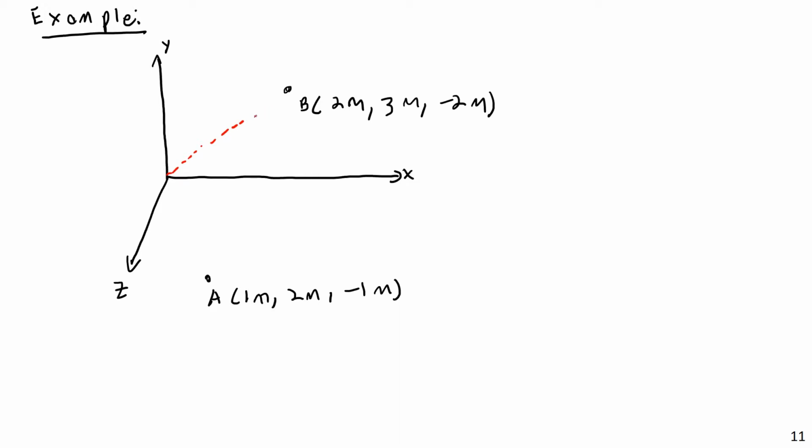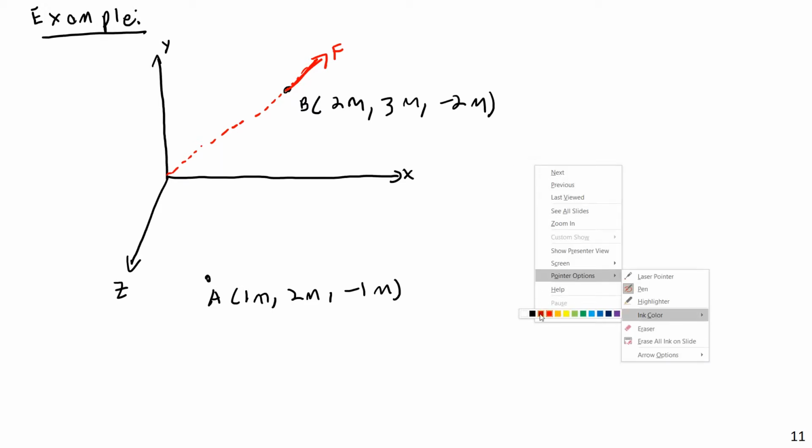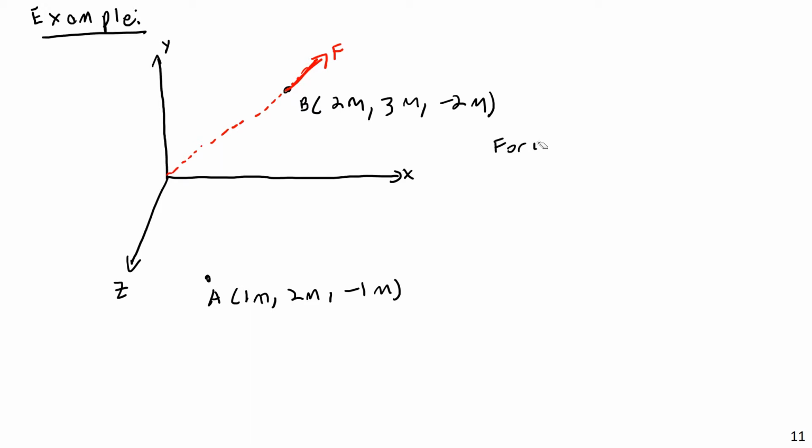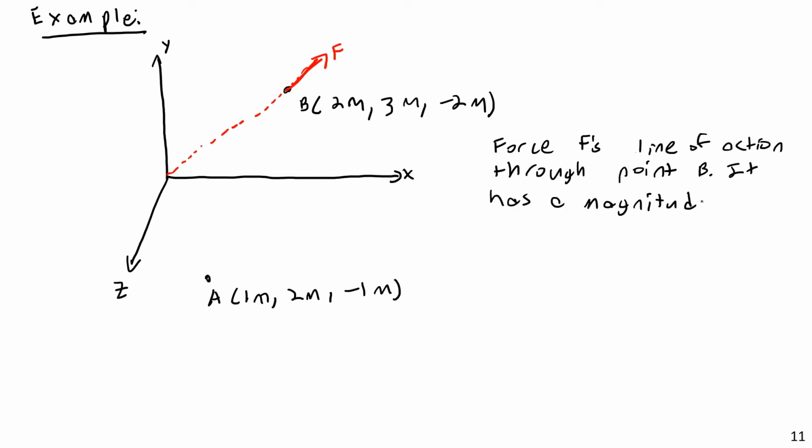I think by now you're pretty good at finding force vectors, or at least I hope so. And so we have some force vector F. It goes from the origin through point B, or its line of action does. So force F's line of action passes from the origin through point B, and has a magnitude of 10 newtons. I want to find the moment it generates about point A.